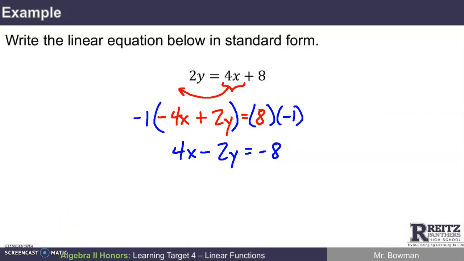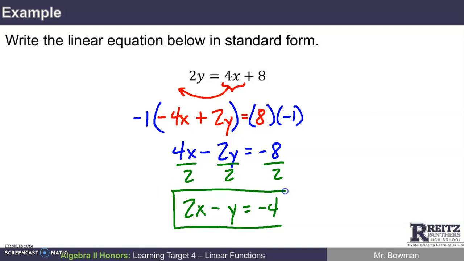And what I should do now is check and see if there's anything other than 1 that goes into 4, 2, and 8. And what I hope you see right away is that there is. 2 goes into both. Or excuse me, goes into all 3. So let me divide everything on both sides of the equation by 2. That's the division property of equality. And write an answer like 2x minus 1y equals negative 4. And we've got that one as well.